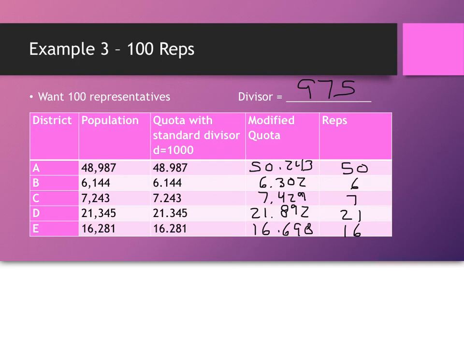Okay, and that's more like something that I'm going to give you on the test. It's going to be a whole number and a fairly nice jump. By the way, don't always assume if the population is 100,000 and the representatives is 100 that you're going to have 975. There are cases where 975 doesn't work. Okay, and so you have to play around with that a bit. But in this case, we see that we get 50, 6, 7, 21, and 16.